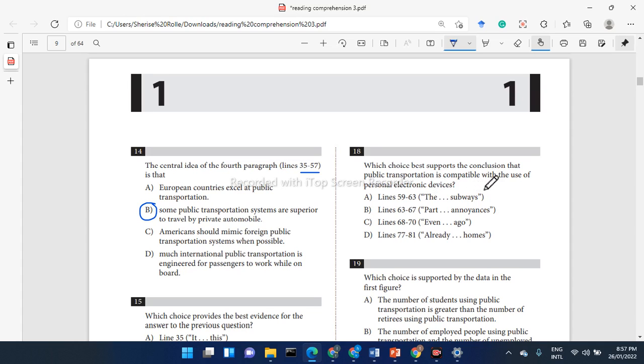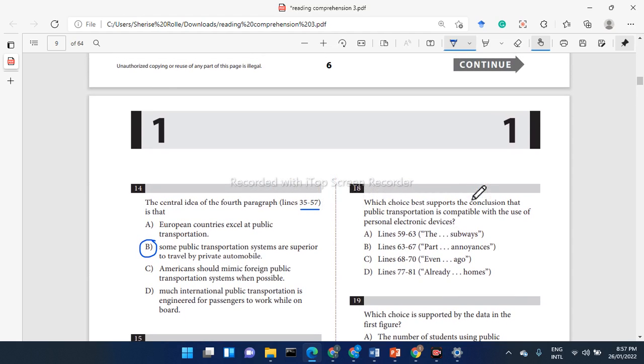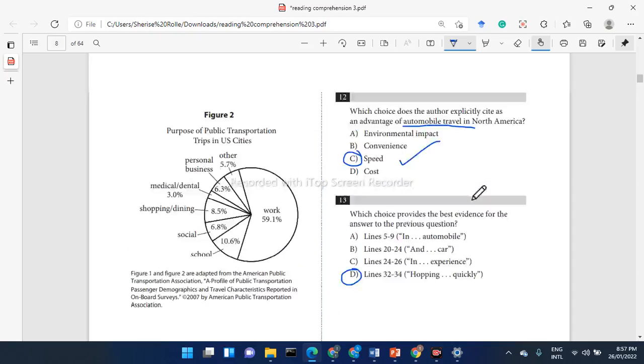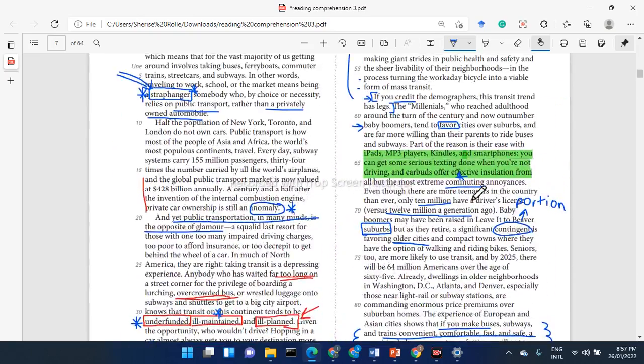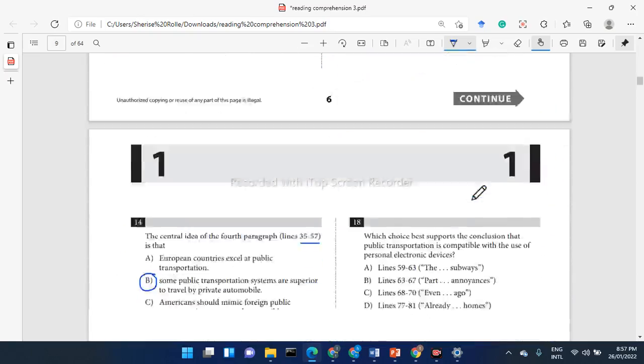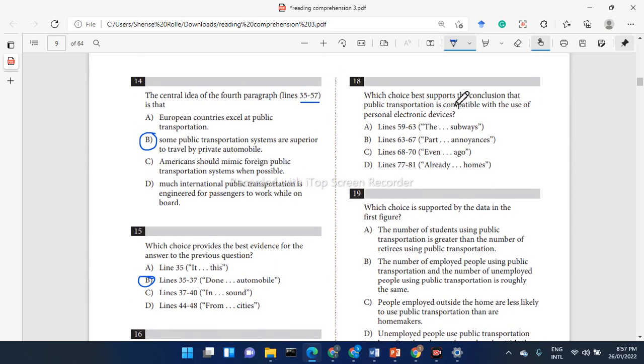We saw this before. B. Say it again. B. Okay, I don't remember either, so I'm not going to make a decision. This is number 18. We're trying to figure out which supports the conclusion that public transportation is compatible.